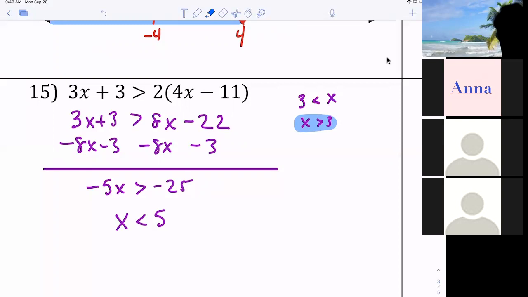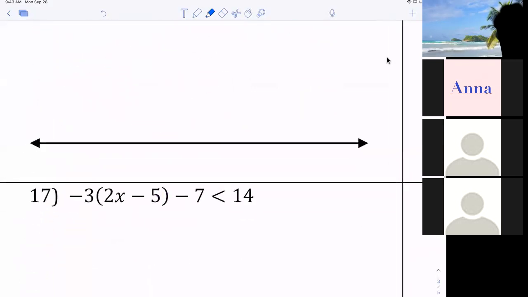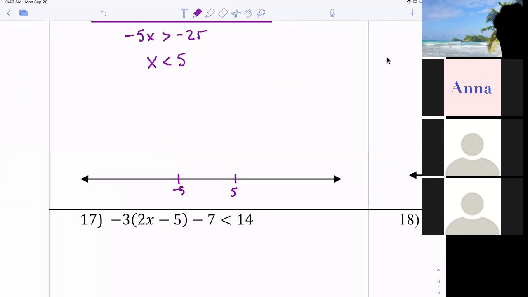Anybody have any issues? Anybody have any questions? No questions for you. Now we're graphing. X is less than 5. Here we go. So I'm putting in negative 5 and 5. Solid or open? Open, going in which direction? Left. Here we go, guys. Everybody okay with that? Good?